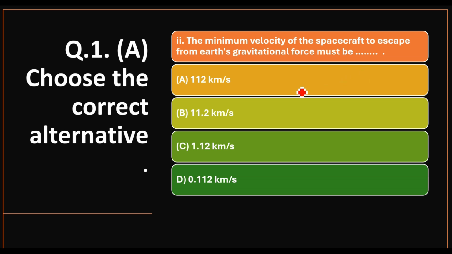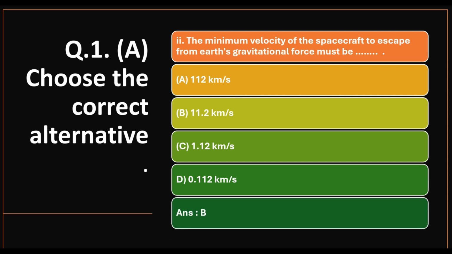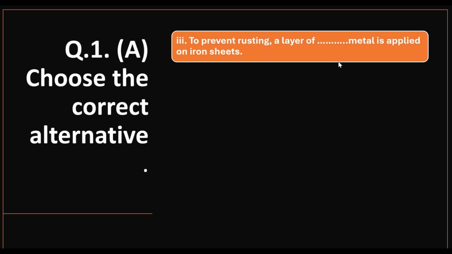0.112 kilometer per second. See, basically the questions asked in MCQs are textual based questions, so you have to read the textual questions very well. The answer of this question is option B, that is 100.2 kilometer per second. So this is the minimum velocity for the spacecraft to escape from Earth's gravitational force. It will never return back to the surface of the Earth. This is again the textual part. I'll move to question number 3.